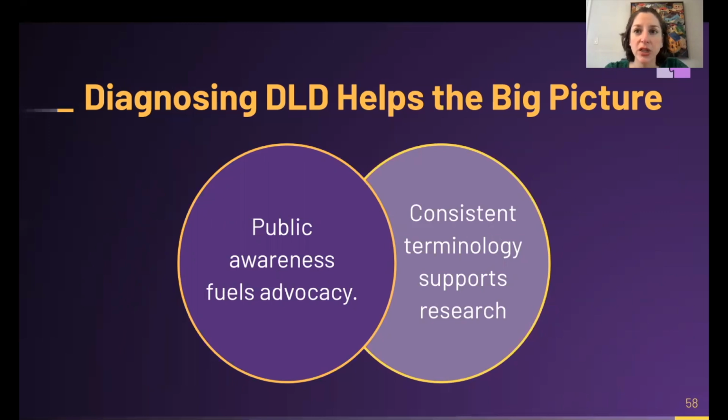Another big picture issue that relates to our use of the term is research. DLD receives less research attention than other less prevalent neurodevelopmental disorders. The more research we have about DLD, the more we can help the population. But research is restricted if people don't identify with the profile. Parents can't respond to calls for participants for a study about DLD if they don't identify with the diagnosis. Also, research funding is hard to come by for conditions that are not widely known as being prevalent, which DLD is. By using the diagnosis and spreading use of the term DLD, we're helping researchers do the work that moves our services forward.